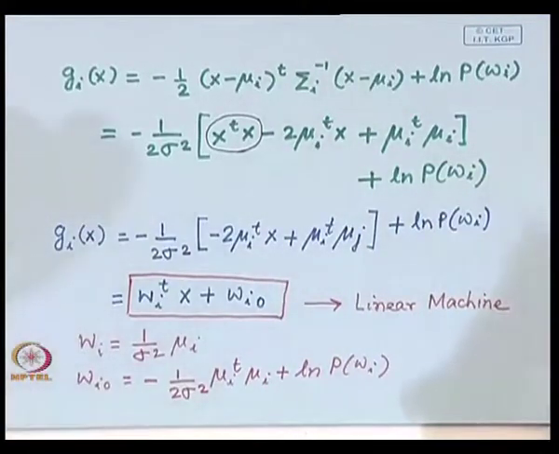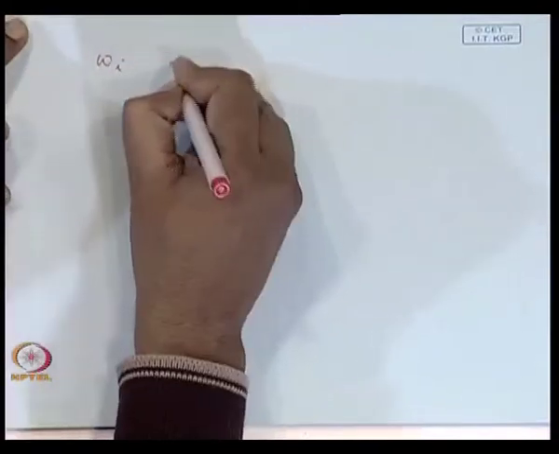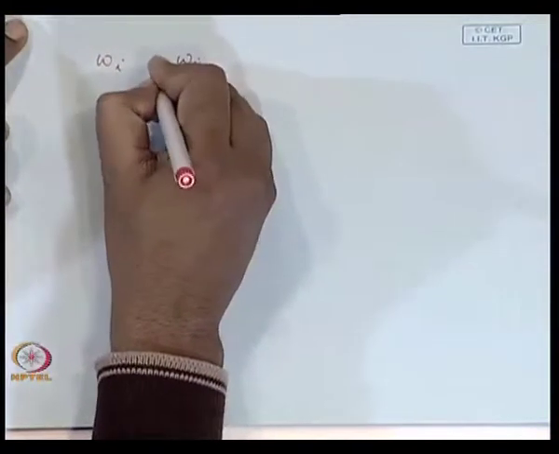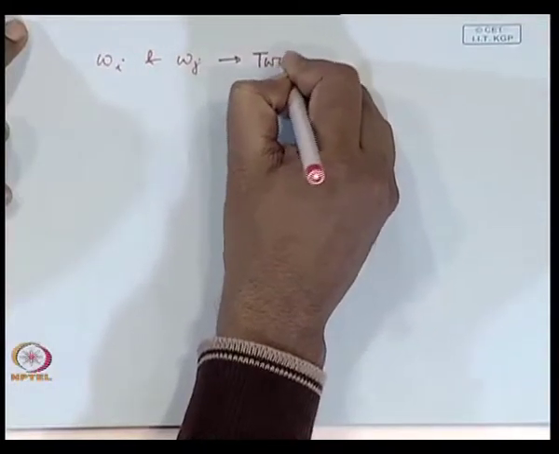So, that is about the discriminant function of an individual class, or the ith class. Now, if I want to find out the decision boundary between two different classes, so I have two classes, class ω_i and class ω_j.